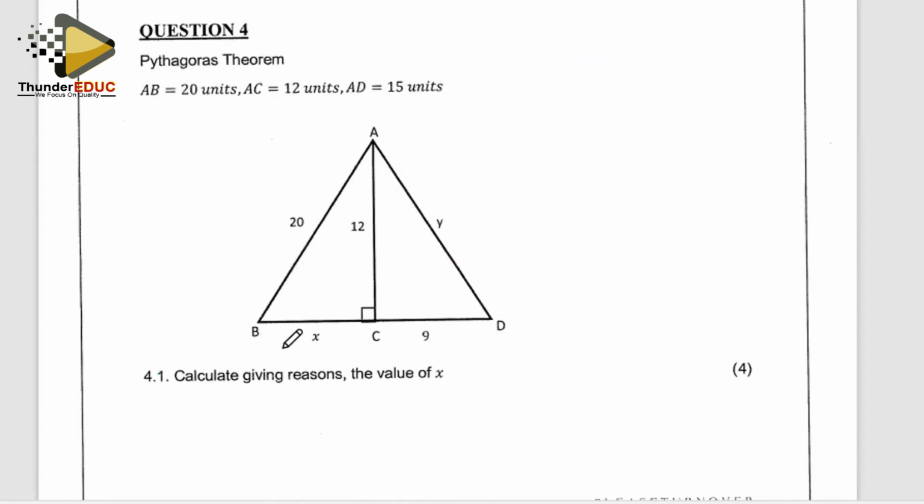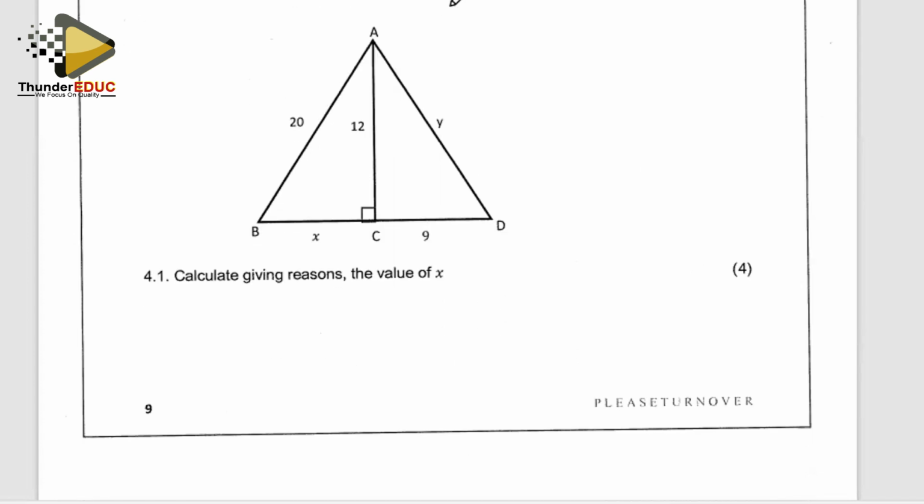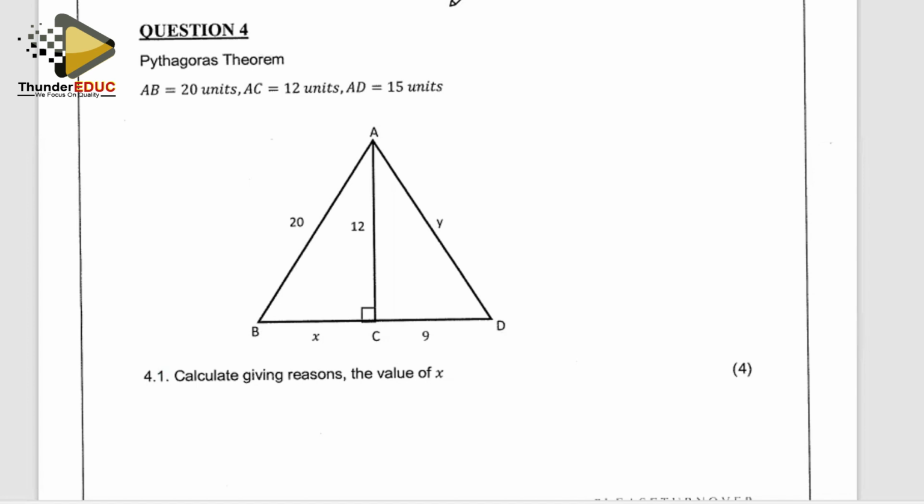All right, then question number 4. We have the theorem of Pythagoras. They're telling us that AB is 20 units, AC is 12, and then AD is 15. Calculate, giving reasons, the value of x.